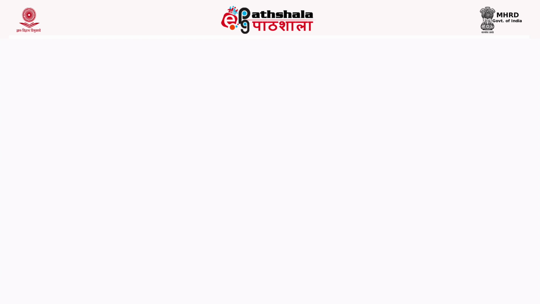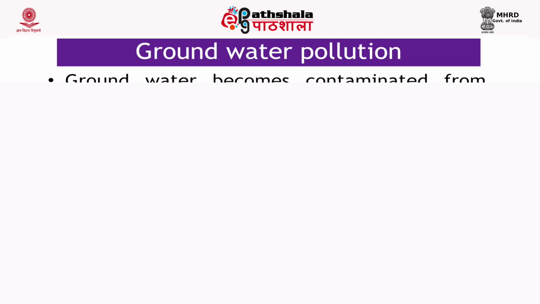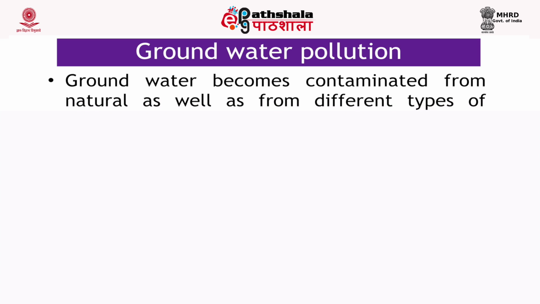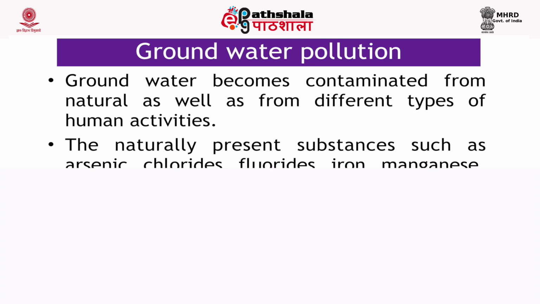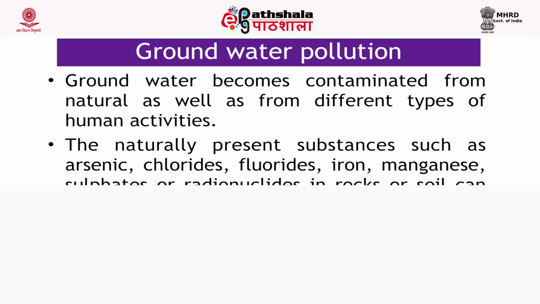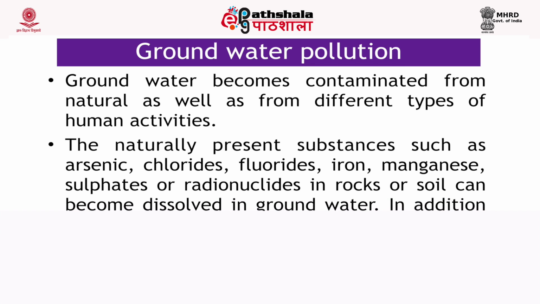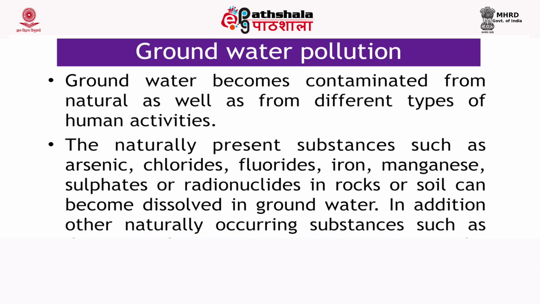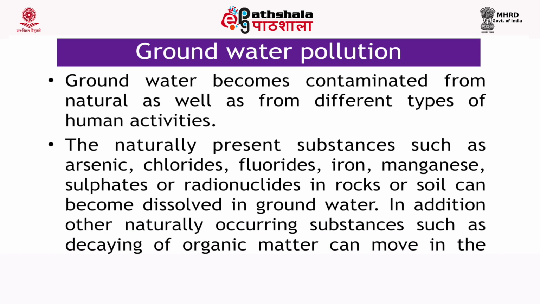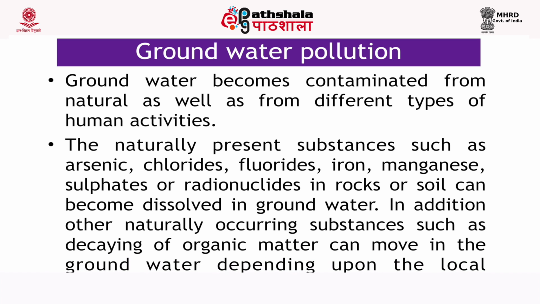Groundwater is thought of as free from any kind of pollution and is used for drinking purposes. Once contaminated, it becomes very difficult to reclaim, whether the contamination is from natural or human activities. Naturally present substances such as arsenic, chloride, fluoride, iron, manganese, sulfate and radionuclides in the rocks and soil can become dissolved in the groundwater and contaminate it. In addition, other naturally occurring substances such as decaying organic matter can move in groundwater depending upon the local conditions.